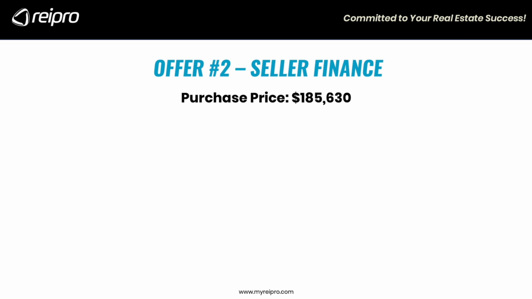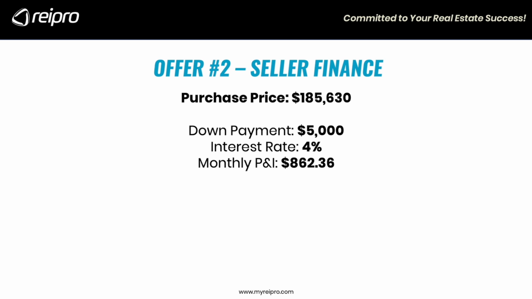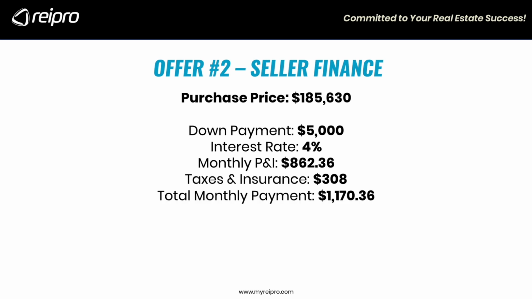We want to keep some of the sales price numbers a little odd. Down payment of $5,000, interest rate at 4%. That gave us a monthly principal and interest payment of $862.36. Also need to calculate the taxes and insurance, which was $308. Total monthly payment to the seller would be $1,170.36. We're going to do this for a term of 5 years.